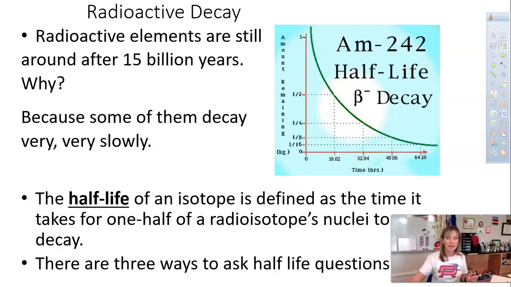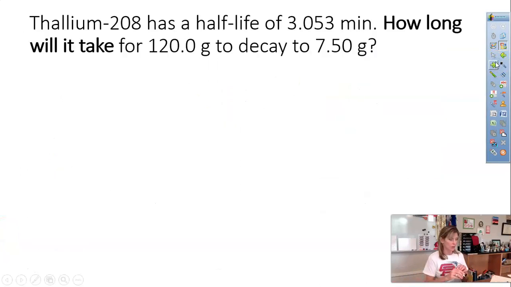Something called half-life. The half-life of an isotope is defined as the time it takes for exactly 1/2 of a radioisotope's nuclei to decay. That's why it's called half-life. There's 3 different ways that you may be asked a half-life question, and I'm going to do my best to work on showing you how to do this on my little notepad here.